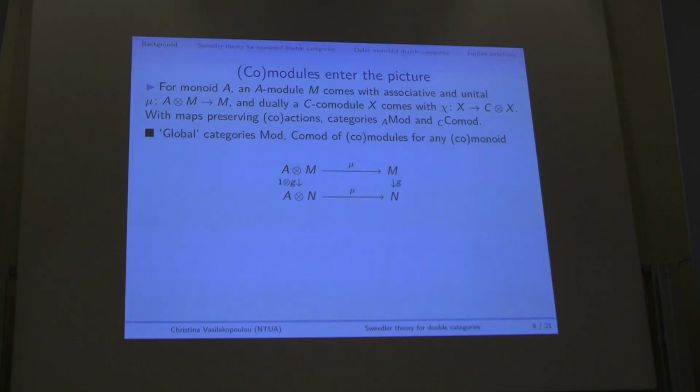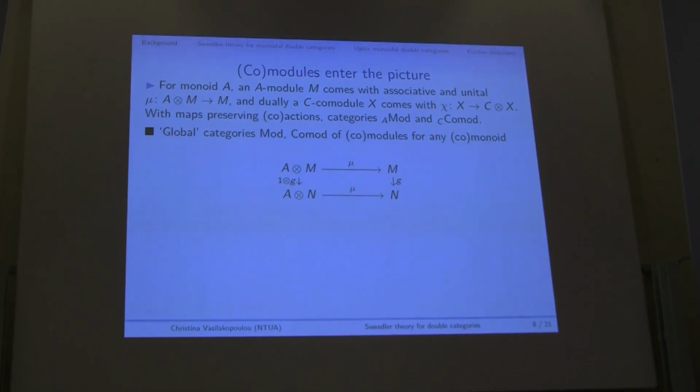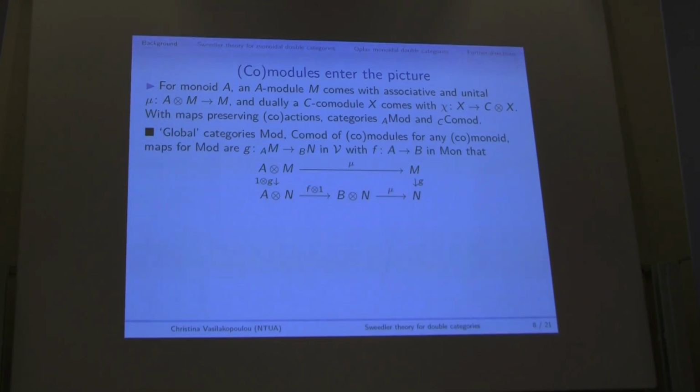Just a simple module map for a fixed monoid, for M and N being A modules, both of them. Now, we would like to introduce these categories that do not have modules for a fixed monoid, so not just having A modules there, but having modules for arbitrary monoids. Okay? So we can do that object-wise, no problem. Just take the objects to be modules of arbitrary monoids. But now the question is what to do about the maps. How are you going to define a map between an A module and a B module? And now the answer is satisfying, I think.